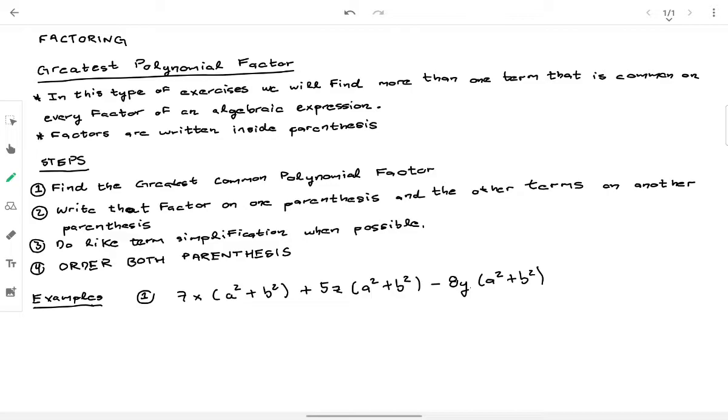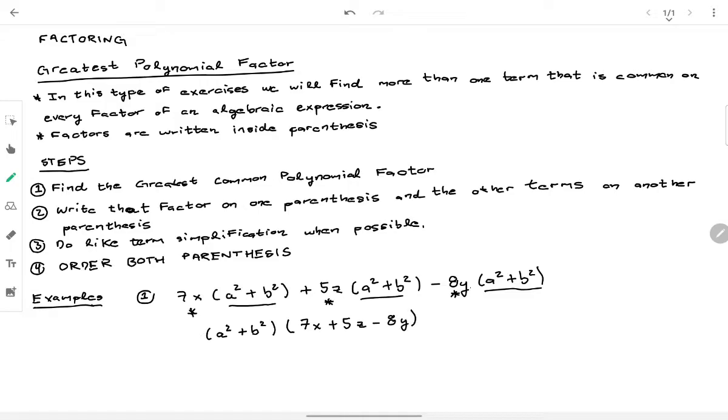So let's see the first example. In this case, it's very easy to see that the greatest polynomial factor is a squared plus b squared. So the rule tells us we are going to write in one parenthesis the greatest polynomial factor, and we will write the other terms in the other parentheses. So in this case, 7x plus 5c minus 8y, and I will close the parentheses.